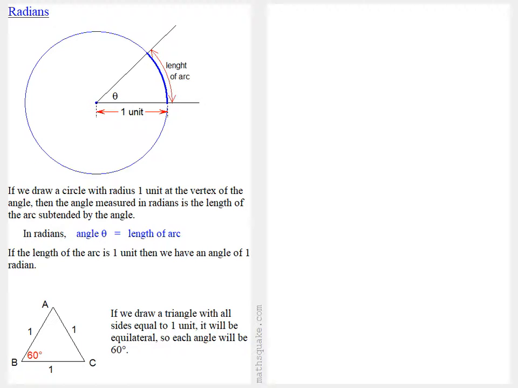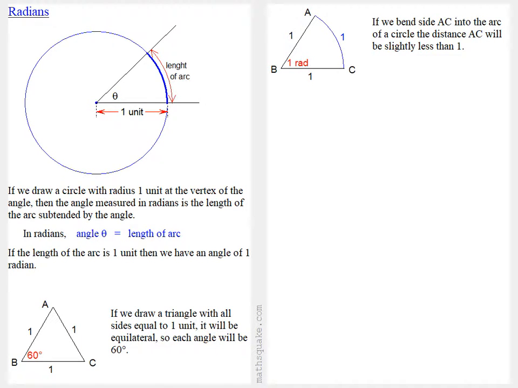If we draw a triangle with all sides equal to 1, it'll be equilateral, so each angle will be 60 degrees. If we bend the side AC into the arc of a circle, the distance AC will now be slightly less than 1. But the angle B will be 1 radian, so 1 radian is slightly less than 60 degrees.